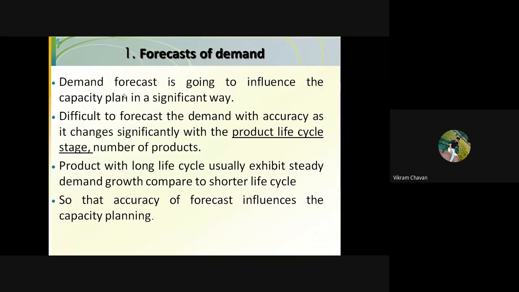Here it is mentioned that it is difficult to forecast the demand with accuracy, as it changes significantly with the product life cycle stages and the number of products. Yes, so it is very essential to forecast the demand with high accuracy. So this factor, the demand forecast, is the most important factor for capacity planning. Now here it is mentioned that the forecasted demand varies according to the product life cycle stages.